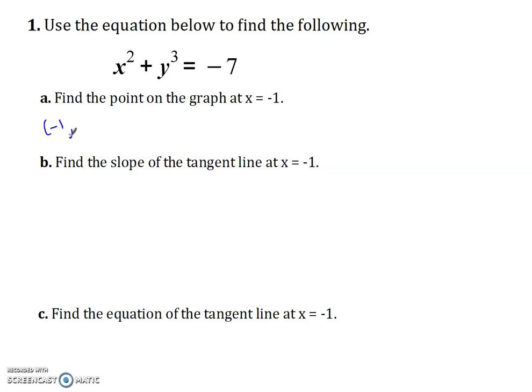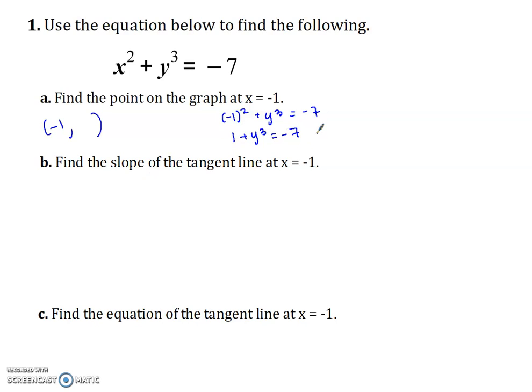That's like the -1 comma something. So we're looking for the y value. The y value always uses the regular equation. So I'm going to take -1, plug it in for x, and solve for y. So -1 squared is 1. So that'll be 1 plus y cubed equals -7.